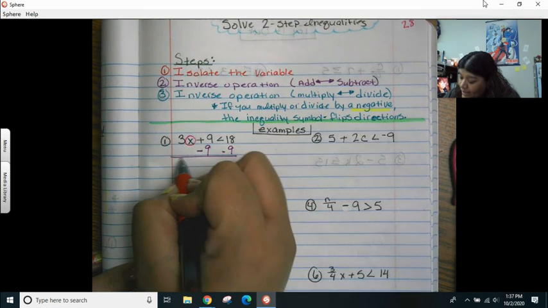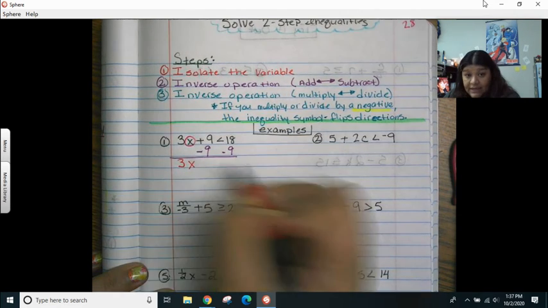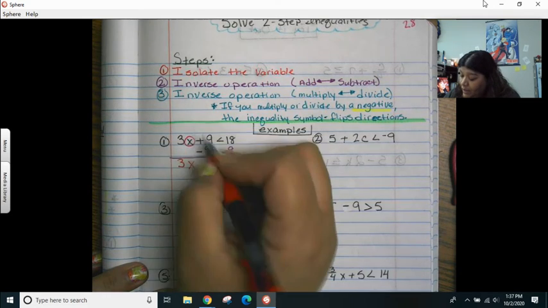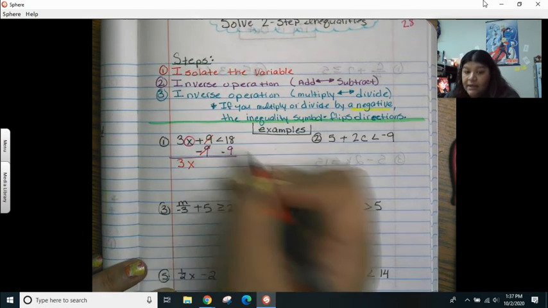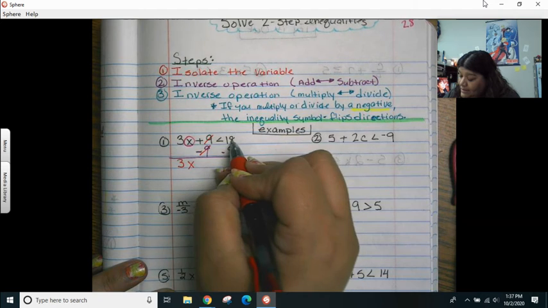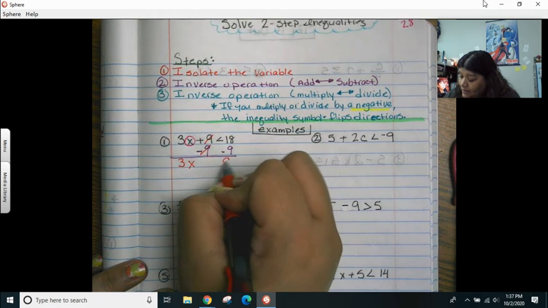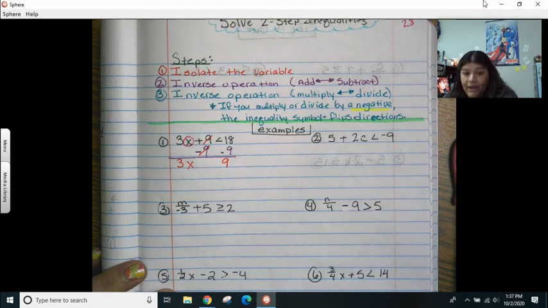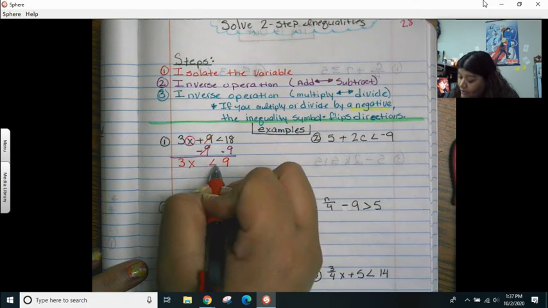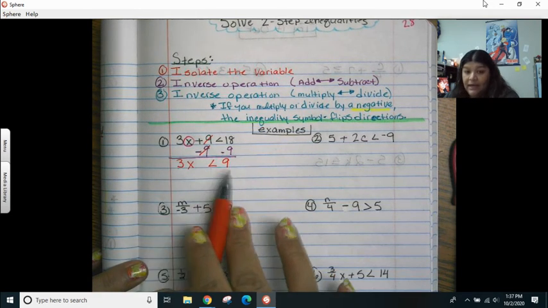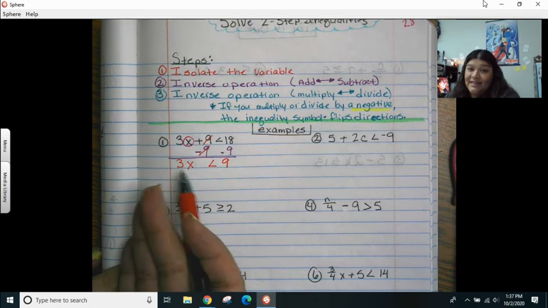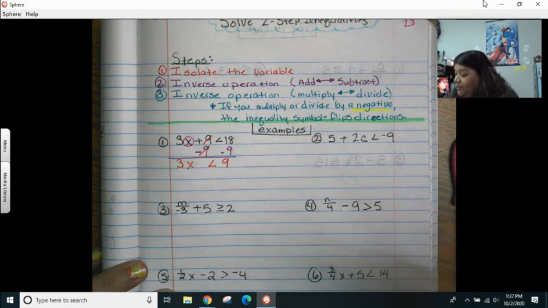This leaves me with 3x. Remember, we didn't do anything with the 3x yet, so he comes down together. 9 minus 9, cancel. And then 18 minus 9 leaves me with 9. Okay? And go ahead and bring the symbol down. So 3x is less than 9 so far. Now this looks like yesterday's problem. Remember how we did yesterday's problem? Same process.